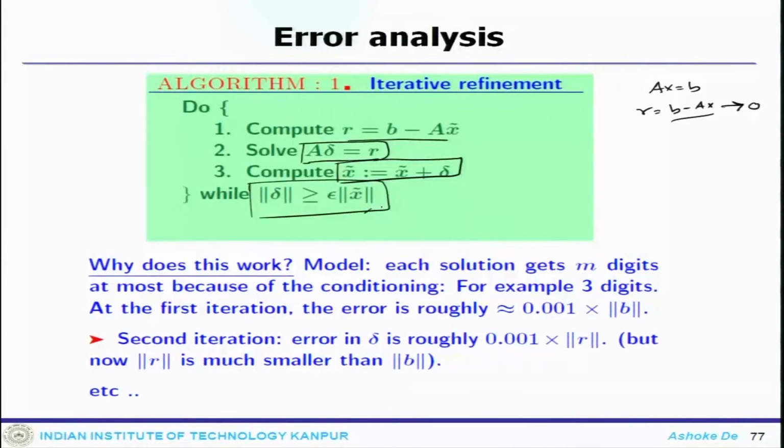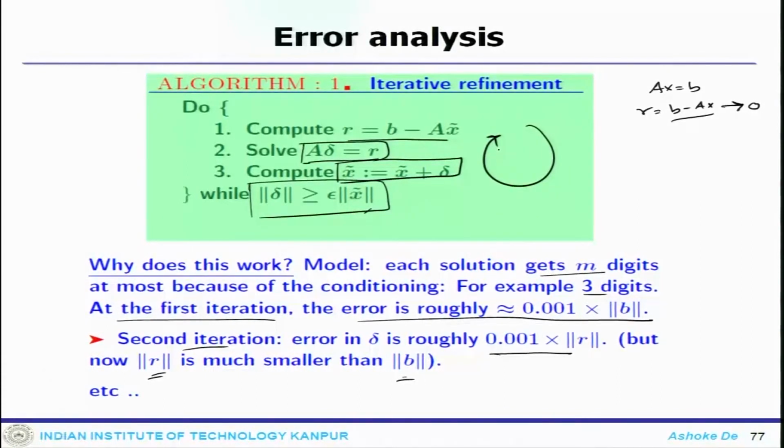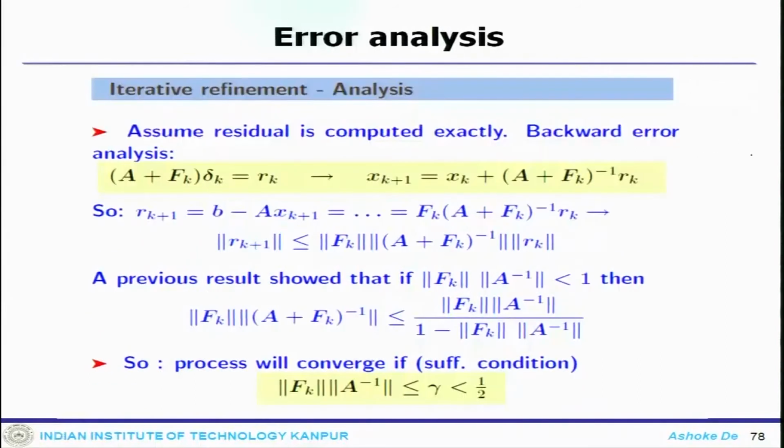So, why does it work actually? You get some digits at most because of the conditioning, for example 3 digits at the first iteration, the error is roughly this. In the second iteration, the error delta would be like that, but now the norm of r is much smaller than the norm of b. So, slowly while you keep doing this process, you move towards the exact solution and you can reduce the computational overhead by not doing the direct approach.